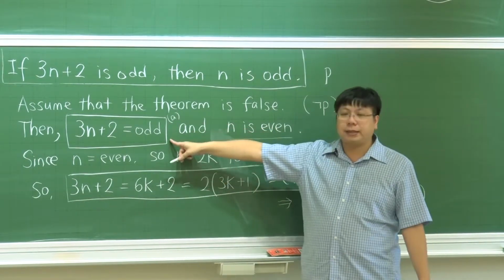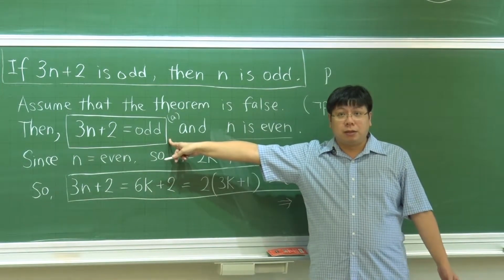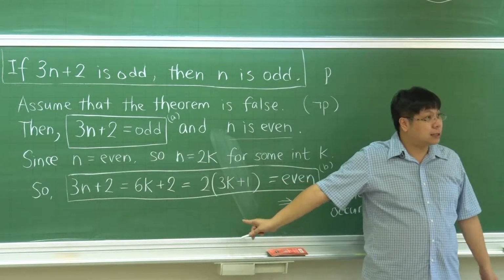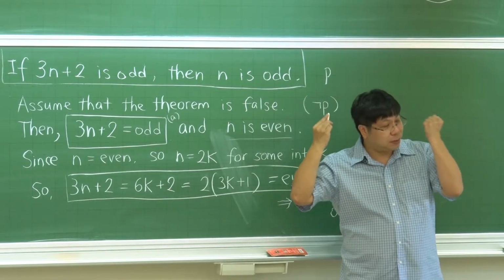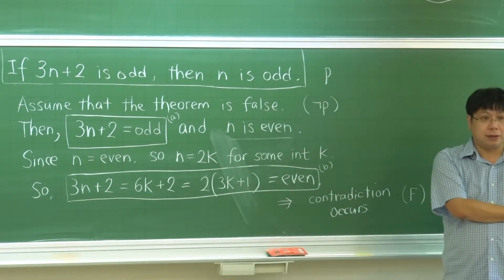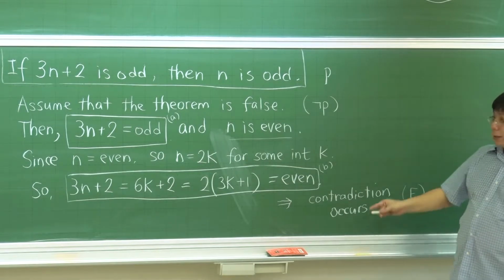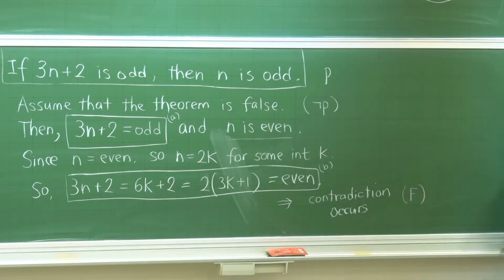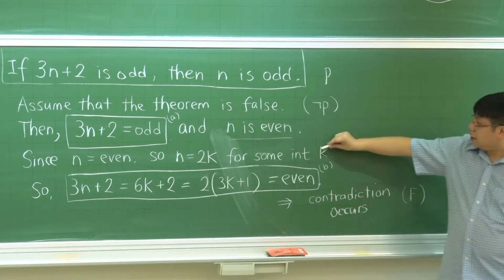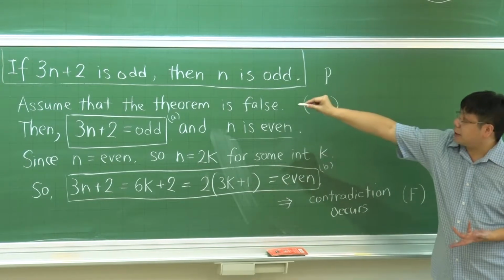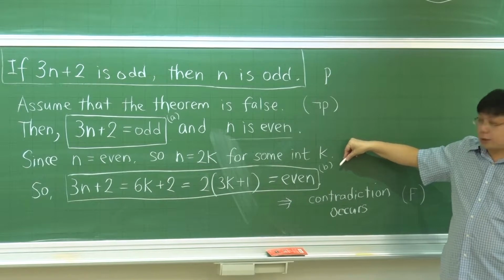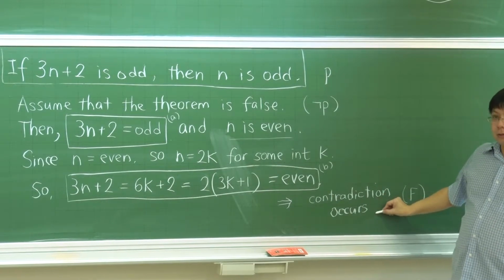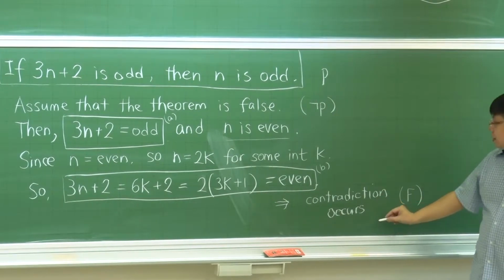At the same time, we are saying 3n plus 2 is odd, and at the same time, we are saying 3n plus 2 is even. And this is impossible. So 3n plus 2 cannot be both odd and even. Is that okay? So this is the contradiction that we have. Okay, so you can mark this as A and B. The sentence A and B gives us a contradiction, or you can simply say contradiction occurs.